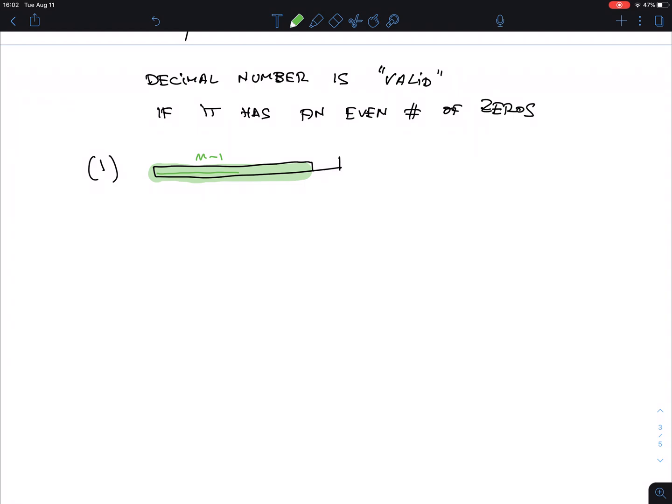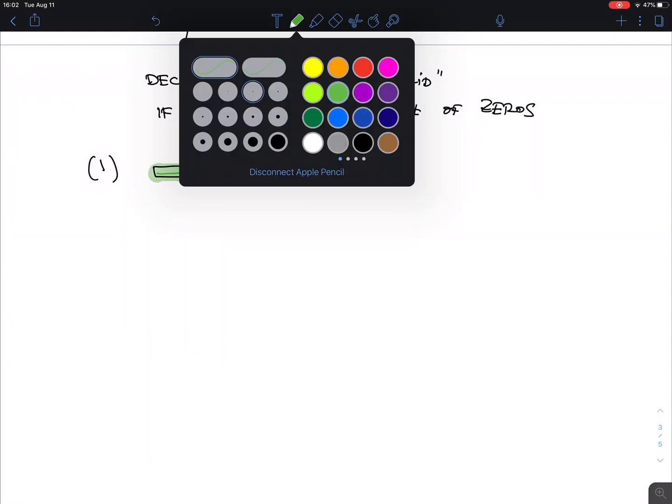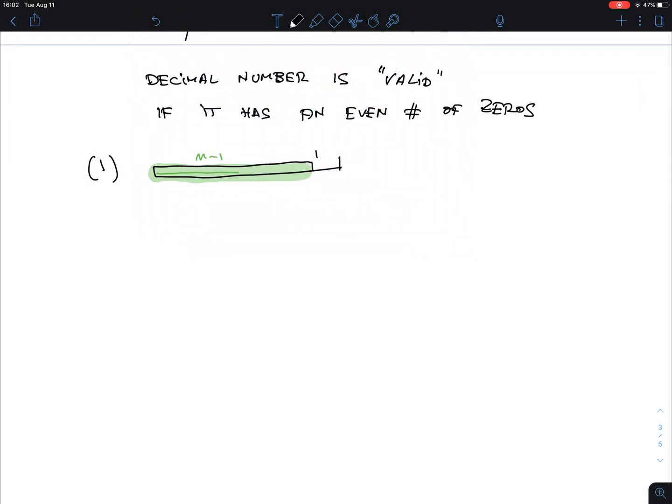What should I not do? I should not put a 0 there, because in n minus 1 there are an even number of zeros. If I put a 0 there, I'm screwing that up. So here I have to put a number that is not 0, so 9 possibilities. Okay, let's not do the counting yet. Let's first figure out the second possibility.